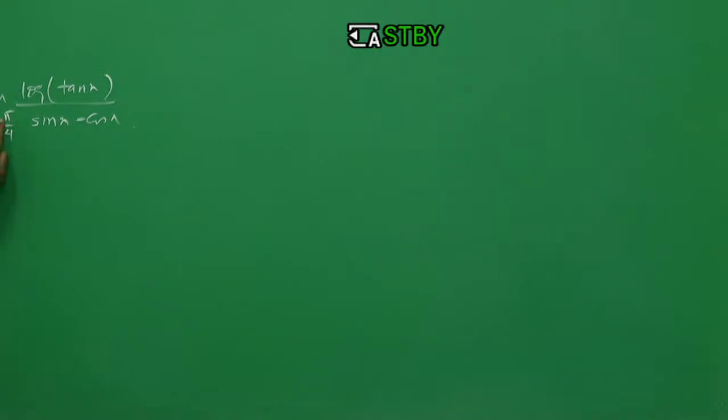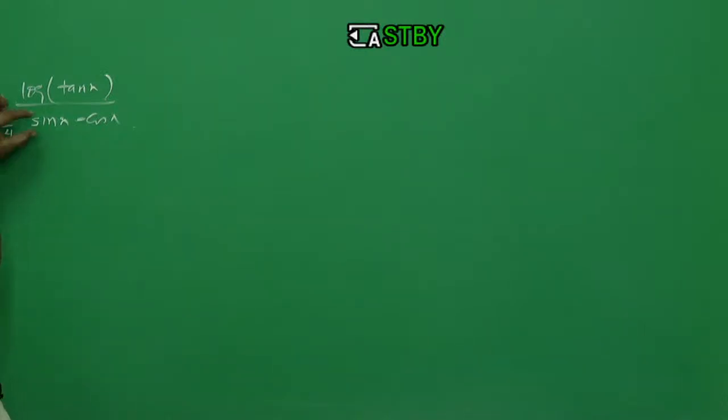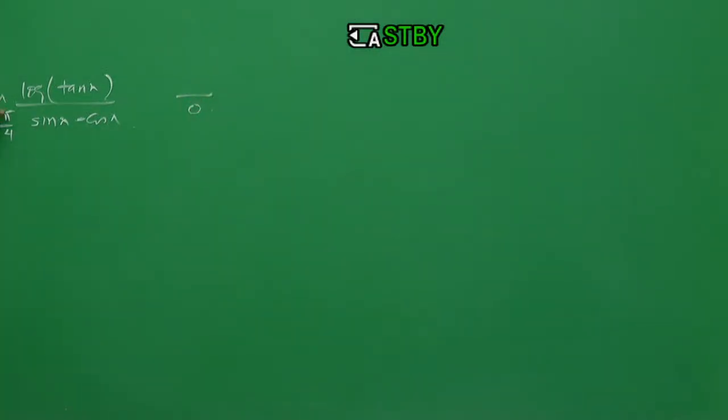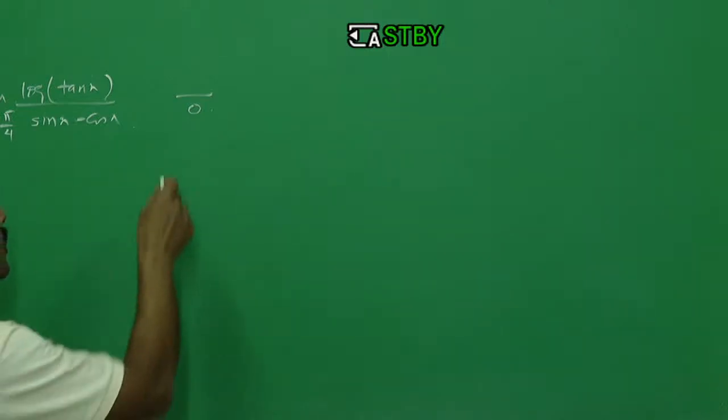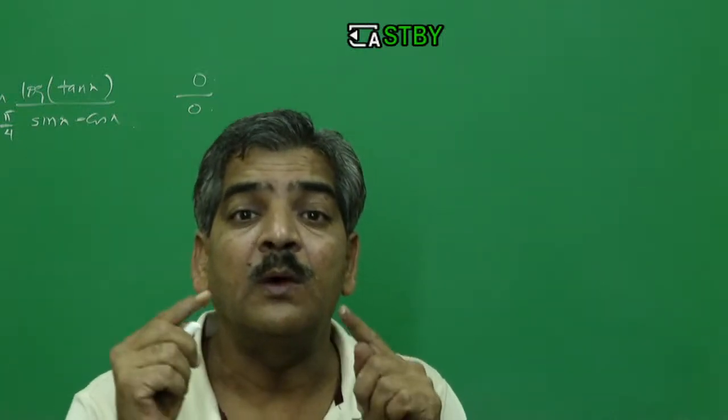Observe x approaching to which number. In this example x approaching to pi by 4, so substitute x is equal to pi by 4 in the denominator and confirm whether denominator becomes 0 or not. If I put x is equal to pi by 4 here, denominator becomes 0. Now, if I put x is equal to pi by 4 here, tan of pi by 4 is 1, log of 1 is equal to 0. Okay. So, the given problem appears in indeterminate form, 0 upon 0.